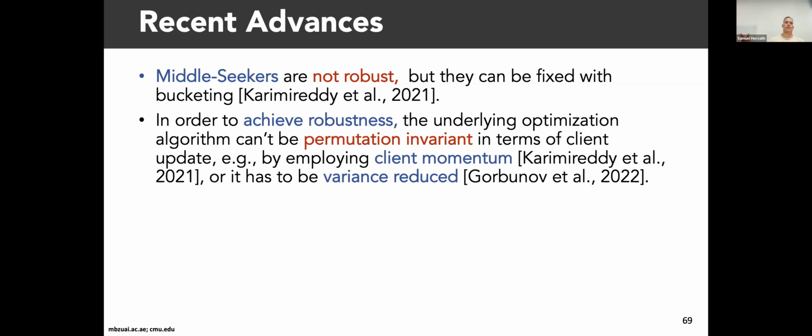So you actually have to introduce some kind of dependence between runs in order to robustify your algorithm. This might be achieved by employing client momentum, or, orthogonally, you can also reduce the variance such that the Byzantines can't actually hide in the noise, which we saw before with the ALIE attack.